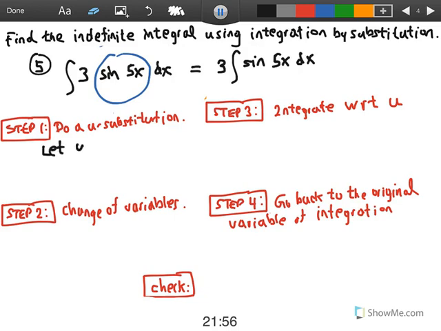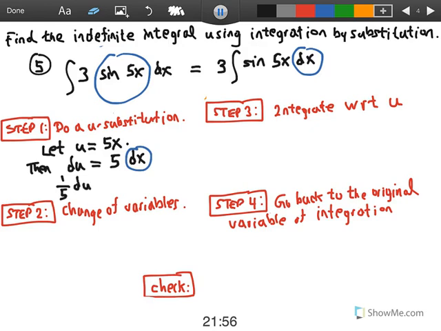And we're going to let u be equal to the inside function in the composition. Now we find the differential of u, du. The derivative of 5x with respect to x is 5, multiplied by the differential of x. What we see here is dx, so we'd like to isolate for dx here by multiplying both sides of the equation by 1/5.